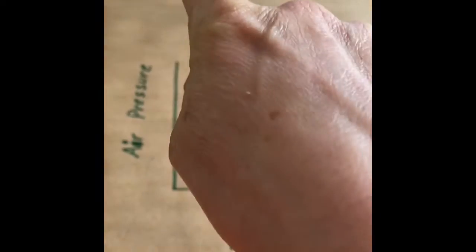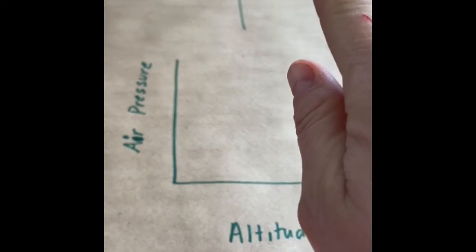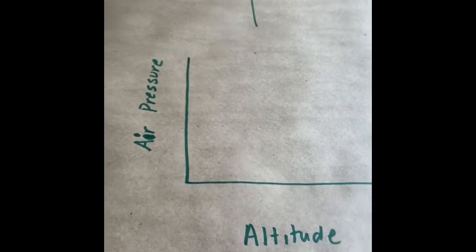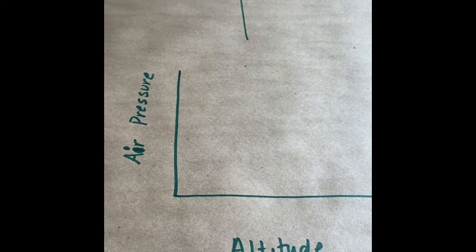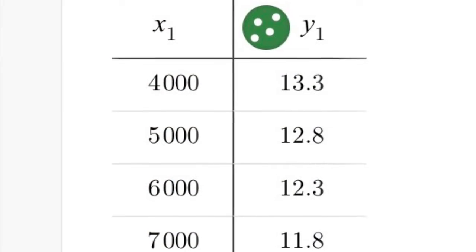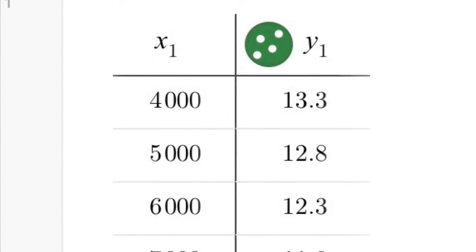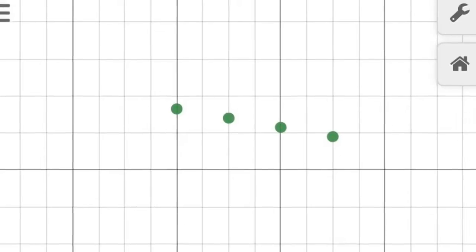We can see that altitude, the first column, goes on the bottom, and air pressure, the second column, goes vertically, up and down. And instead of graphing it on my kitchen table, I'm going to graph it on Desmos. And when I graph it on Desmos, I see that it appears that it actually is linear.